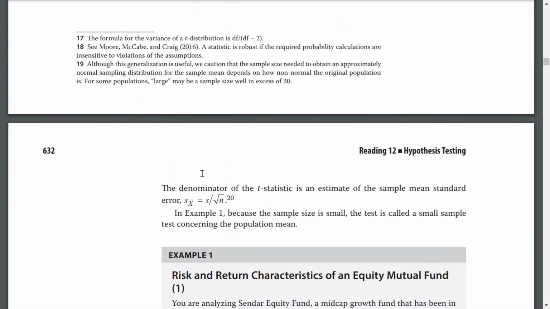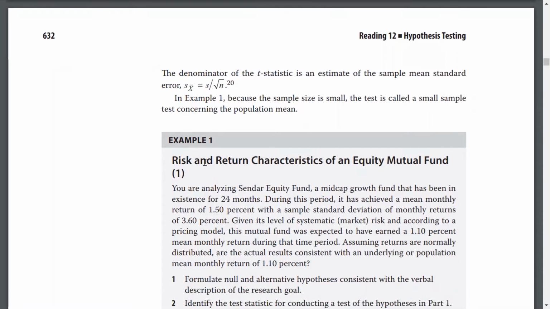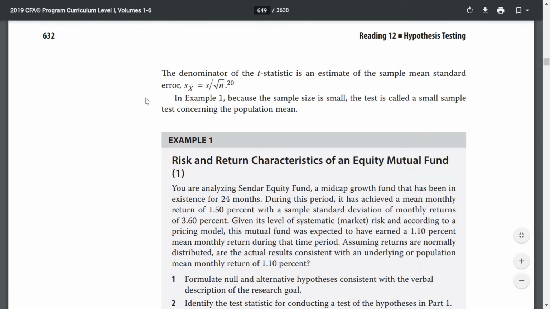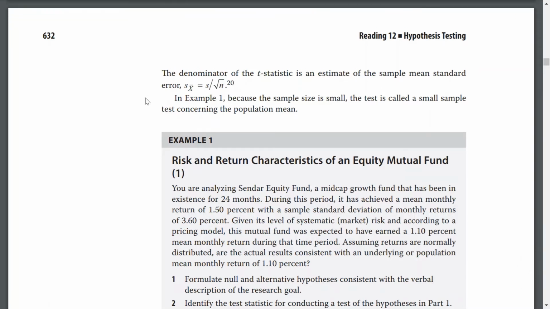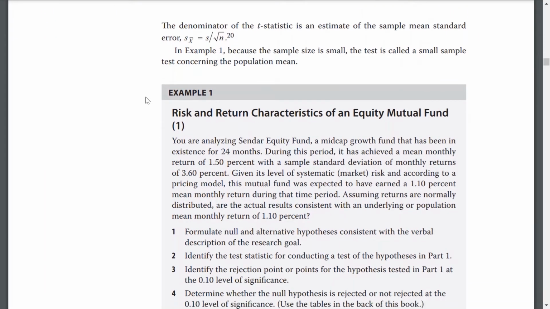The denominator of the t statistic is an estimate of the sample mean standard error, s sub x bar, equals s divided by n square rooted, or to the power of 1/2. In Example 1, because the sample size is small, the test is called a small sample test concerning the population mean. Example 1, risk and return characteristics of an equity mutual fund.